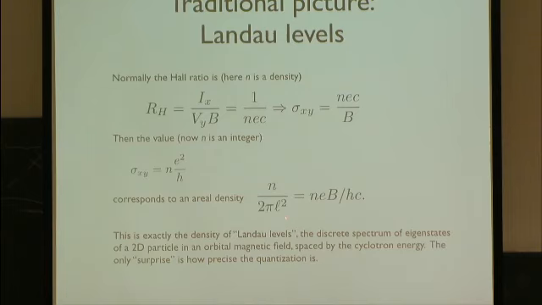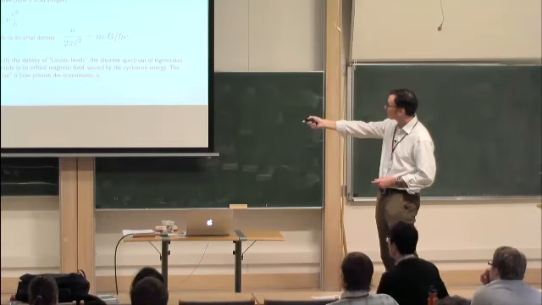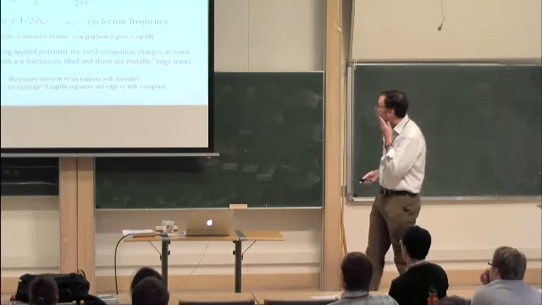So you could say that the only surprise in the integer quantum Hall effect is just how precise the quantization is. That's the sort of topological aspect. In fact, people thought before that there might be features or oscillations or something, but before the experiment, no one knew how precise it would be.